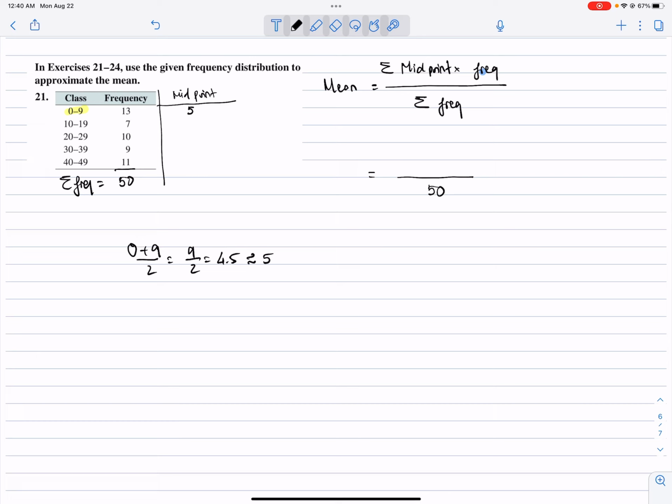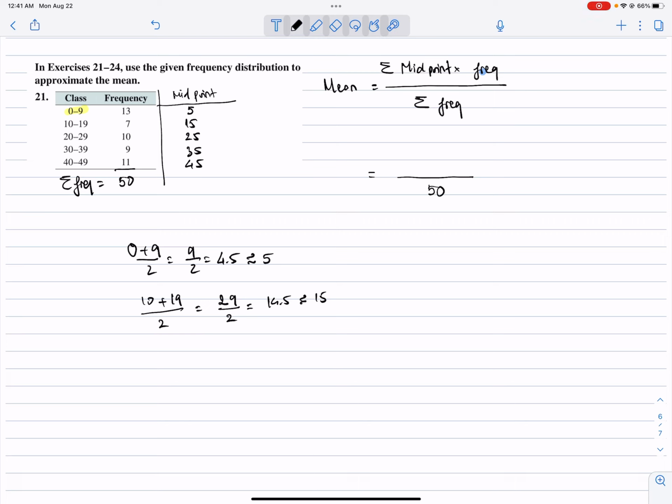The second class, from 10 to 19, we add them up and divide it by 2. So we get 29 divided by 2. So we get 14.5 and we round, so that will be 15. Now we continue doing that. So 25, 35, and the last class is 45.